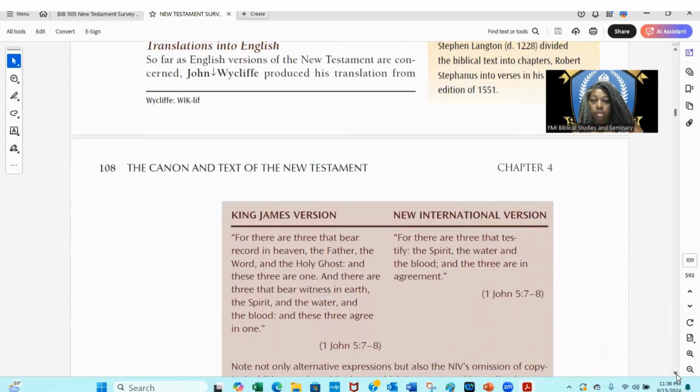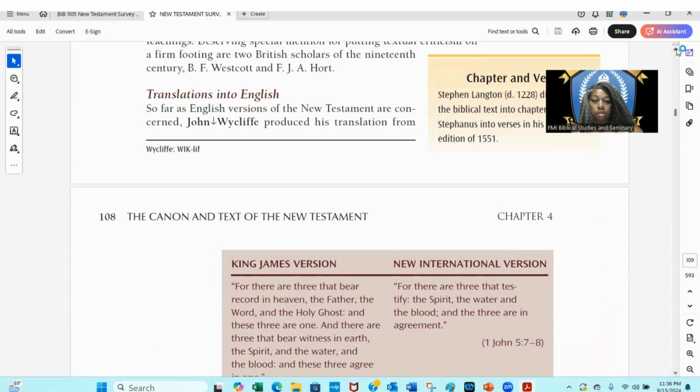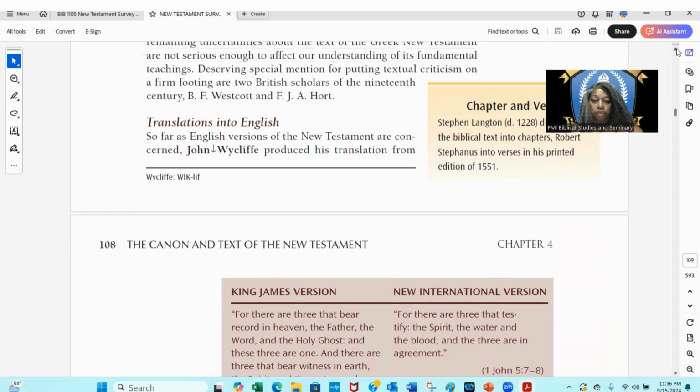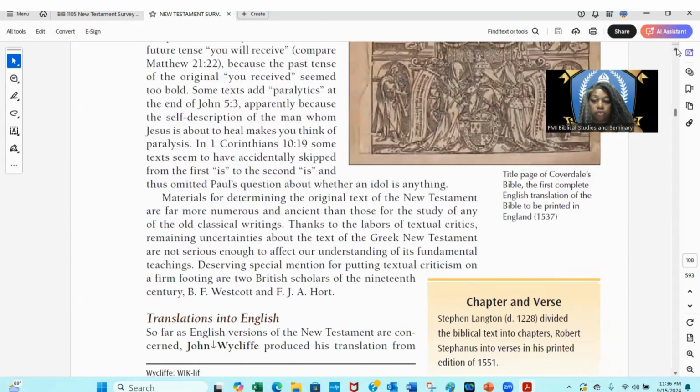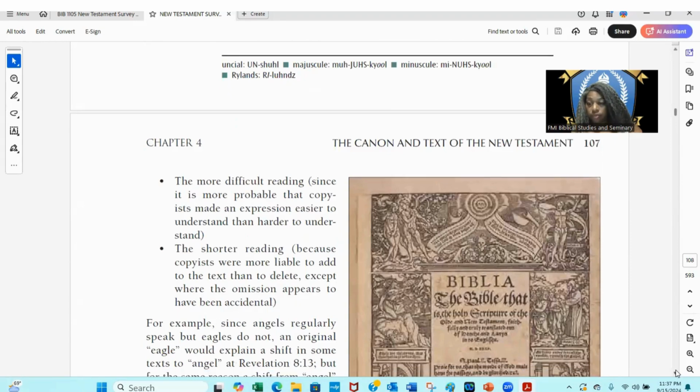So you can see the translation to English was here, by John Wycliffe, who provided a translation form. But if you know history, he never had an opportunity to finish it.